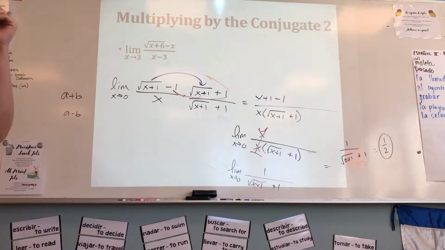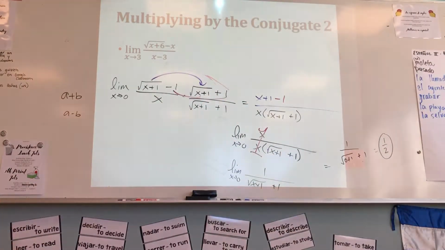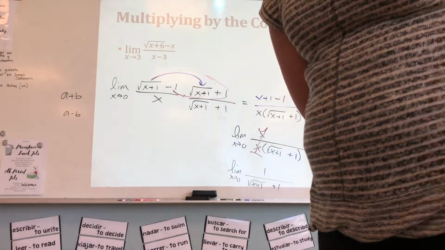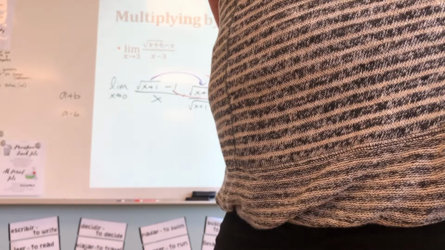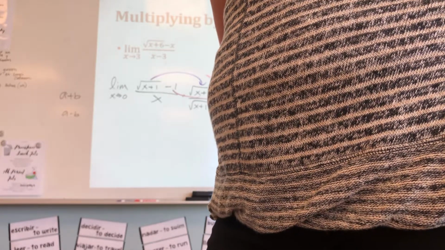Square roots are a really good tip-off for conjugates. Very, very strong tip-off when you see square roots for this technique. Because we don't do imaginary things. Yeah, that's it. Just square roots.